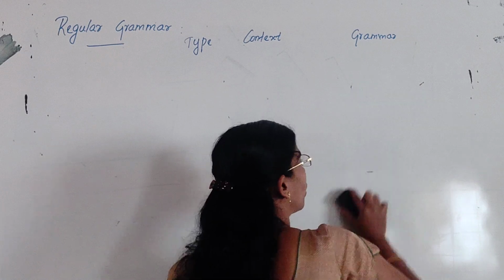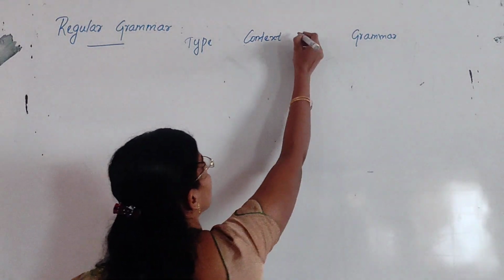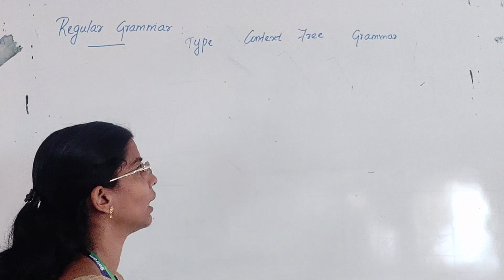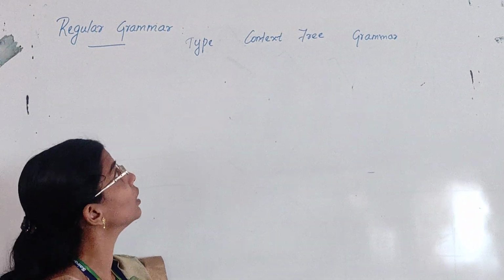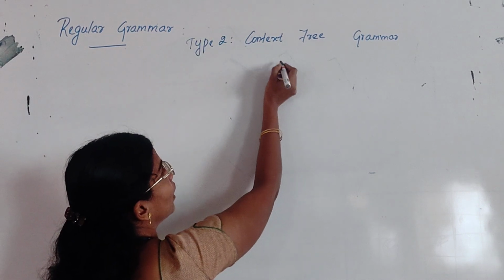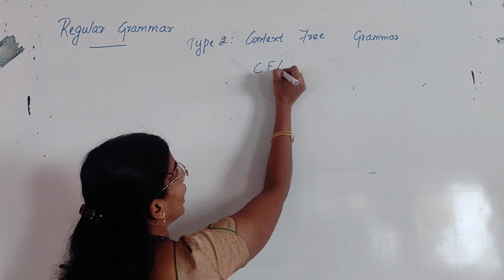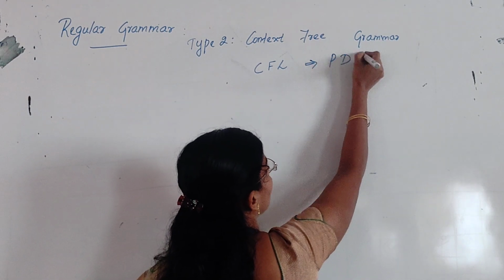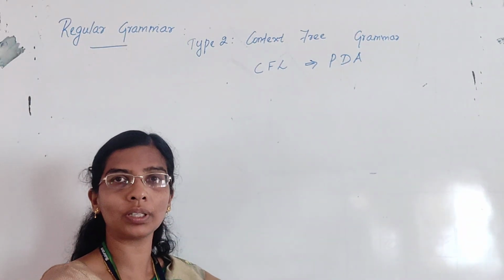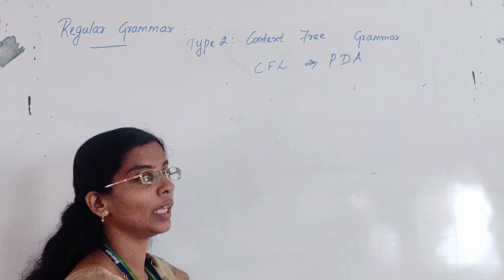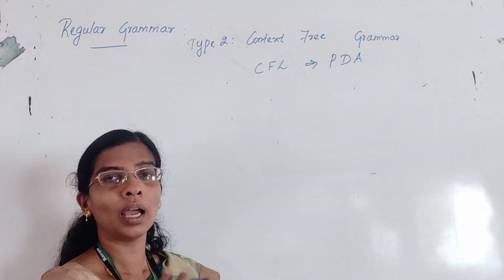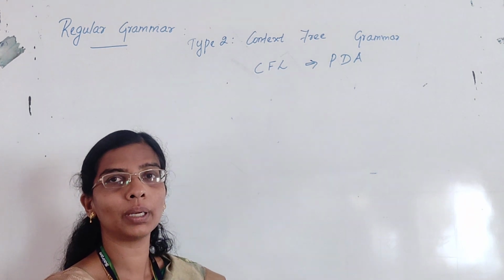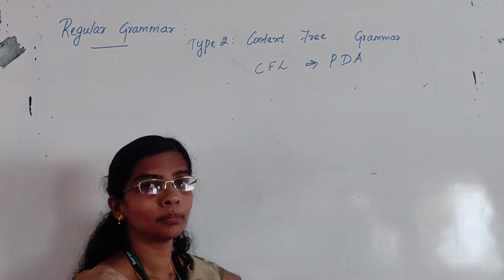Type 2 grammar, or context free grammar. In type 2, the corresponding language is context free language, and it is accepted by PDA. All this, LBA, PDA, Turing machine, everything we'll be learning in the next modules. PDA, push down automata, accepts context free languages.